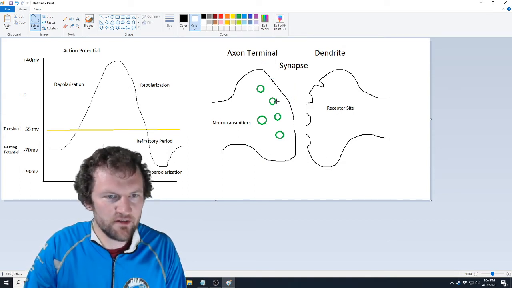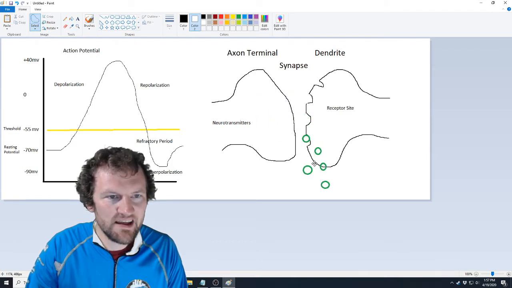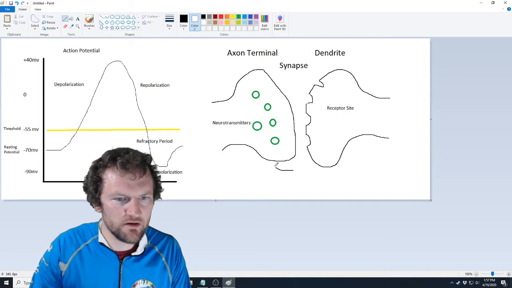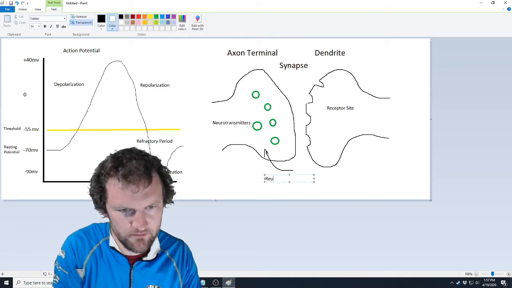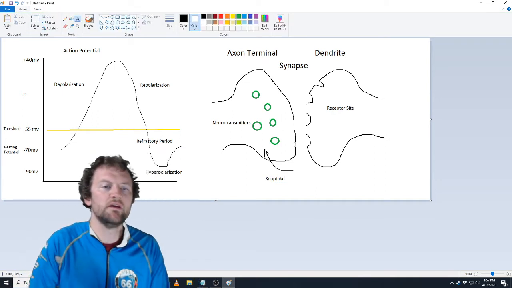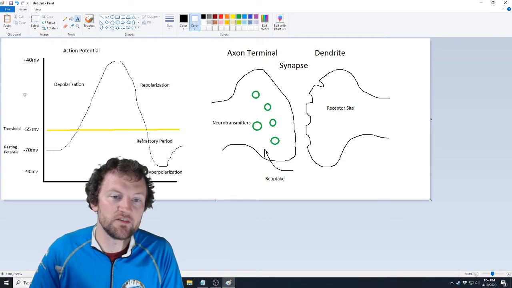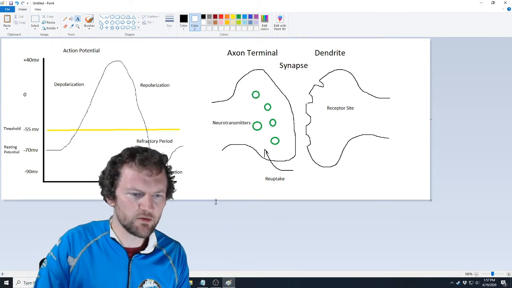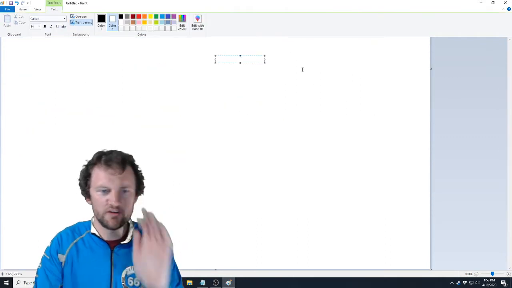Then, after they are done binding, they will go back into the axon terminal in a process called reuptake. So here they go back. That is called reuptake. That is the process of neurotransmitter transmission. Now, this process is different depending on which neurotransmitter we're talking about, which will be the next thing we talk about. So let's talk about the types of neurotransmitters we have.